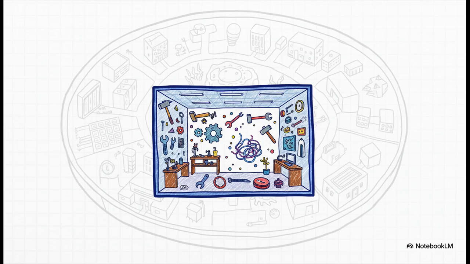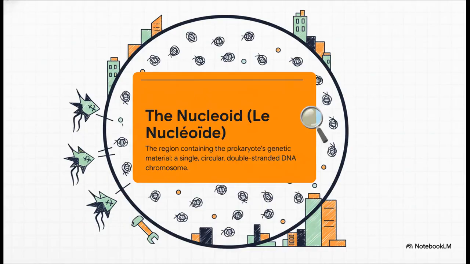but man, it gets the job done with unbelievable speed and efficiency. So instead of that secure city hall, the prokaryote has its genetic blueprint, the nucleoid, just kind of laying out on the workshop floor. It's a single circular chromosome, totally accessible to all the tools floating around in the cytoplasm. No walls, no waiting, just pure action.